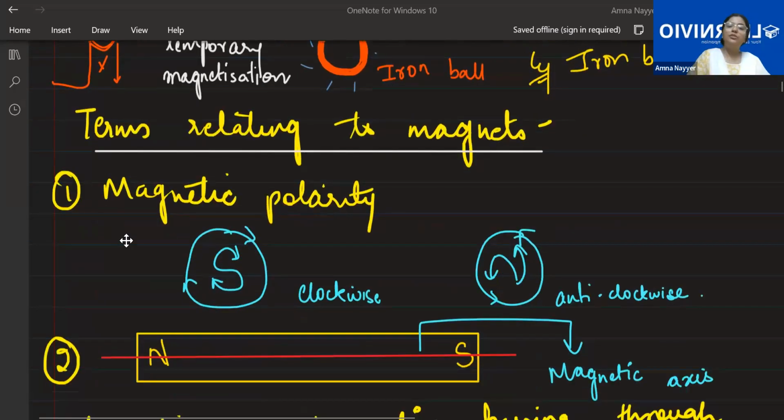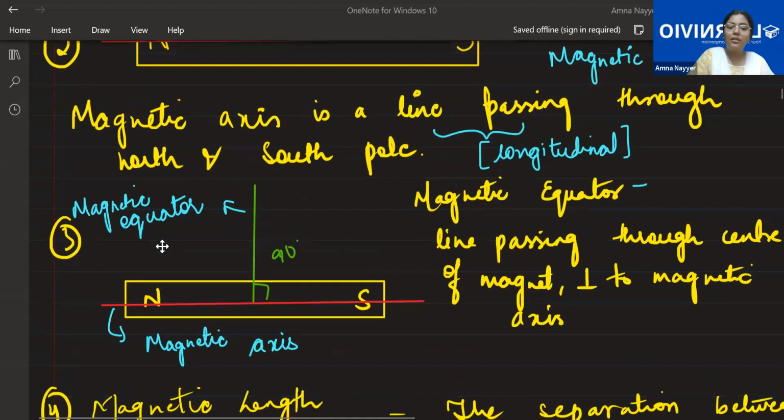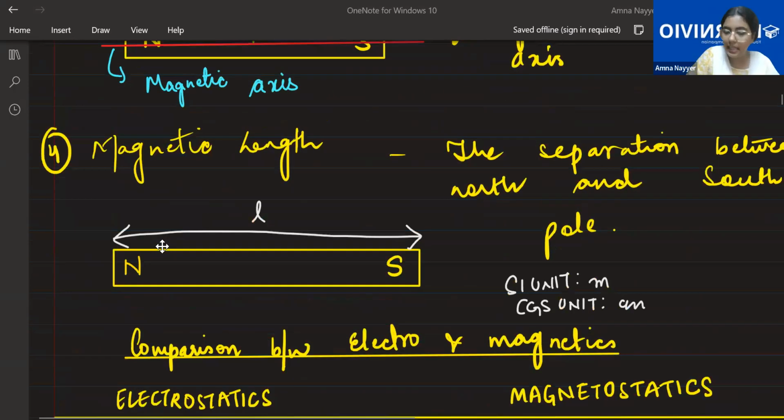We did certain terms related to magnets. First was the magnetic polarity, that south and north exist. Second was the magnetic axis, the separation between the north and the south pole. Third was the magnetic equator, the perpendicular line to the axis. Fourth was the magnetic length.